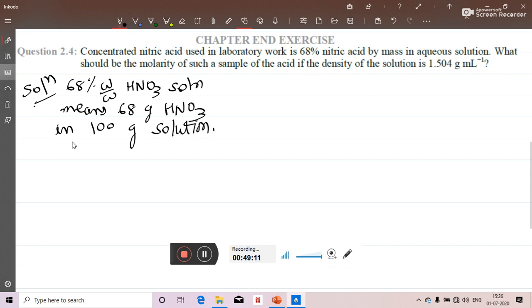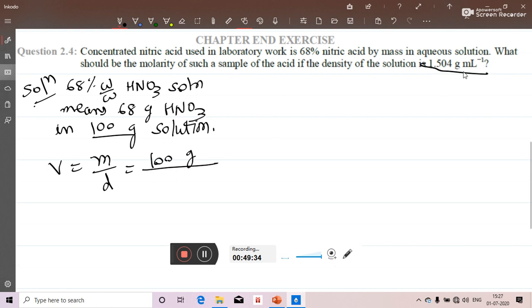Now density of the solution is given. From that we have to find out molarity. So first of all we will find out the volume of the solution. Volume of solution is equal to mass upon density of the solution. Now mass of the solution is 100 gram.